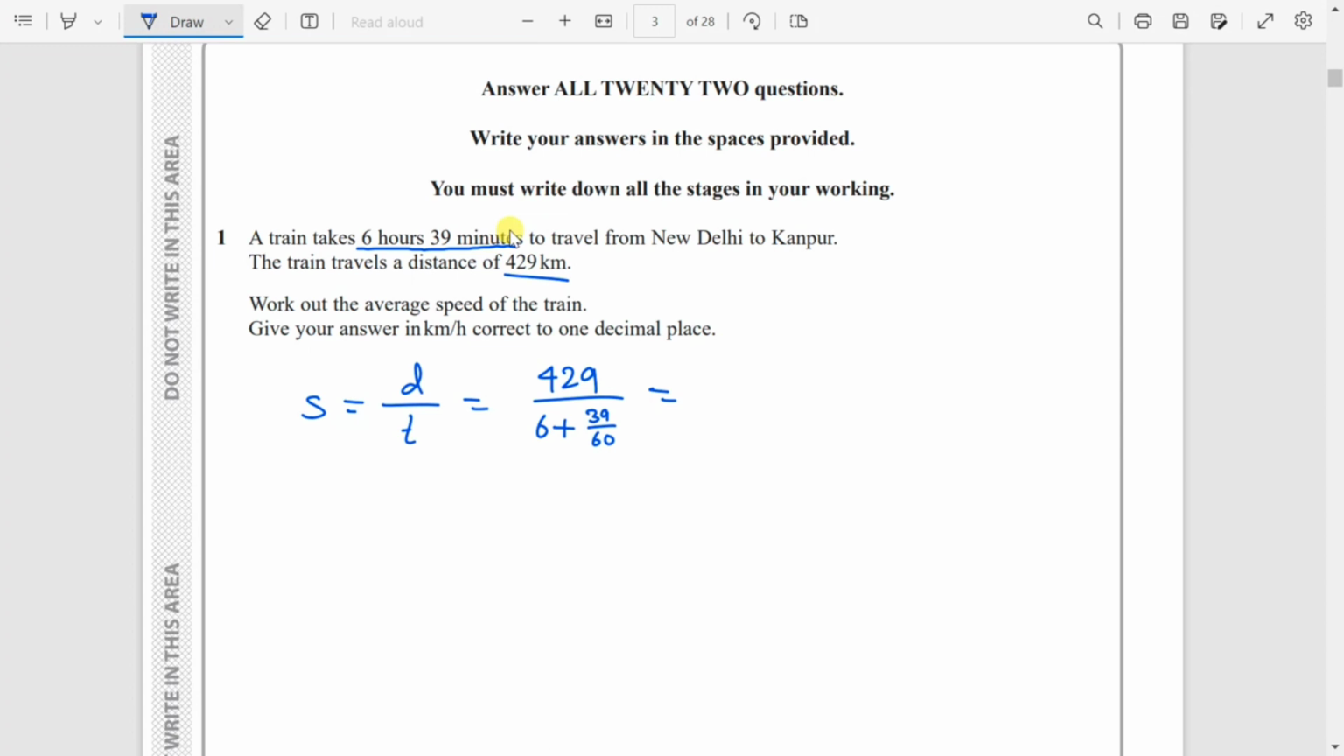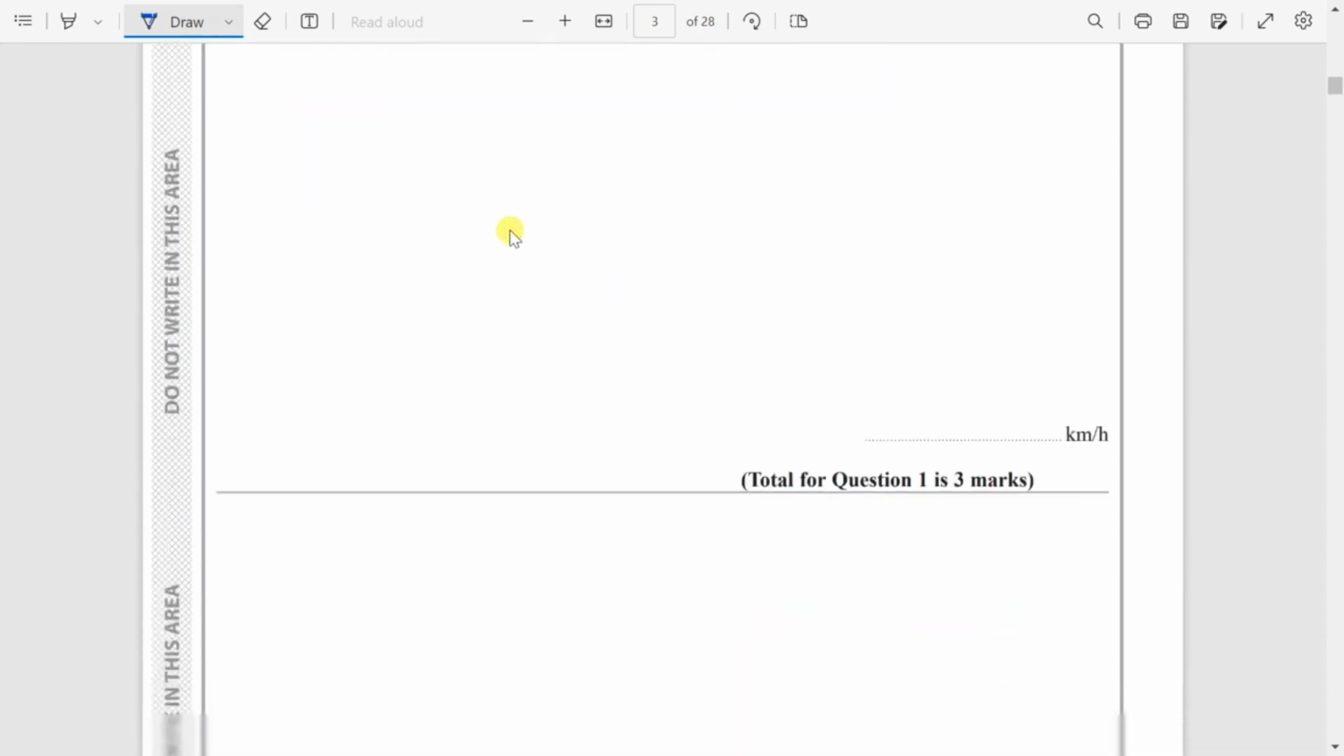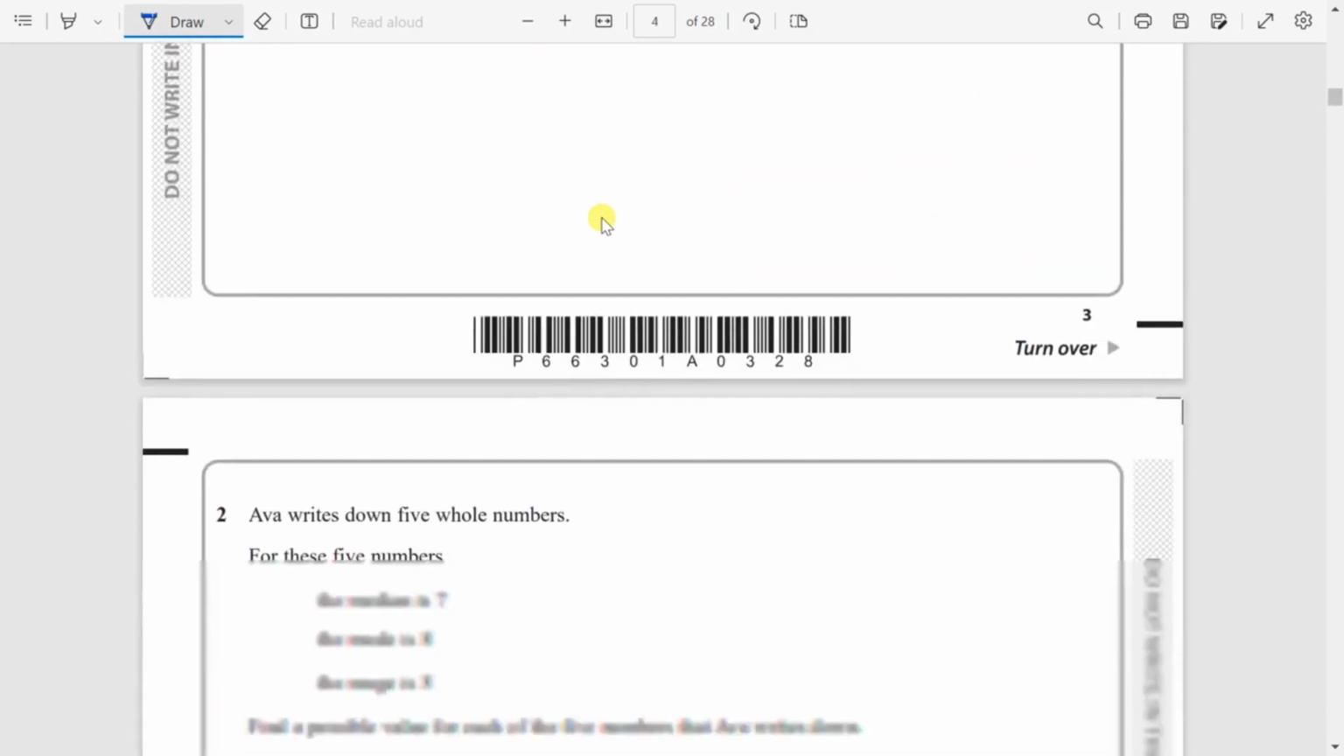Now, let's put that in a calculator and see what that gives us, guys. On your fraction button, you've got 429 over 6 plus 39 over 60. You want to round to one decimal place. You should get 64.5, and the unit is kilometers per hour. As always, you should write answers over here. So 64.5. Nice, that was a nice easy one.